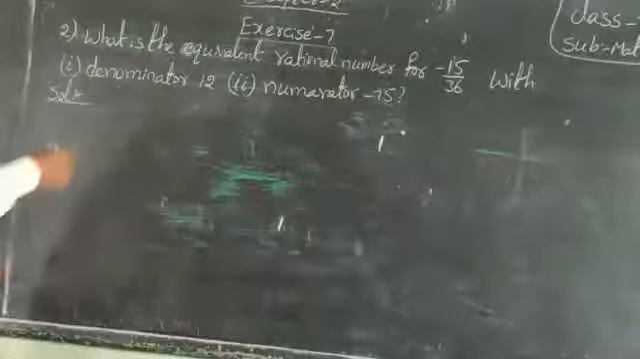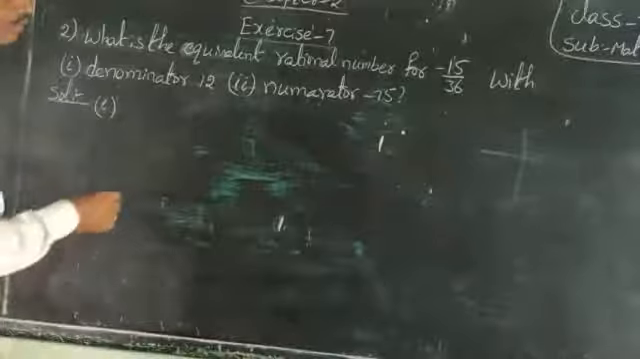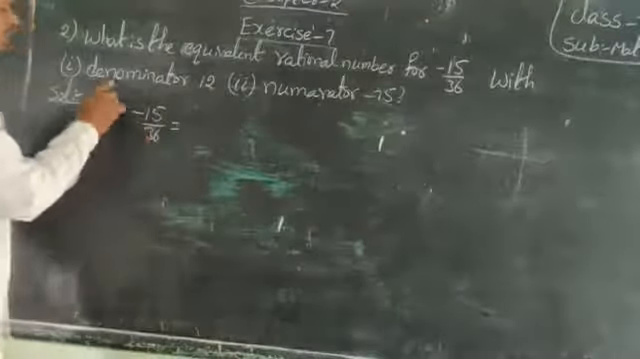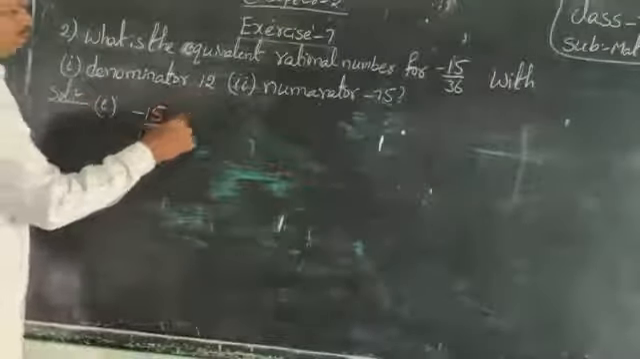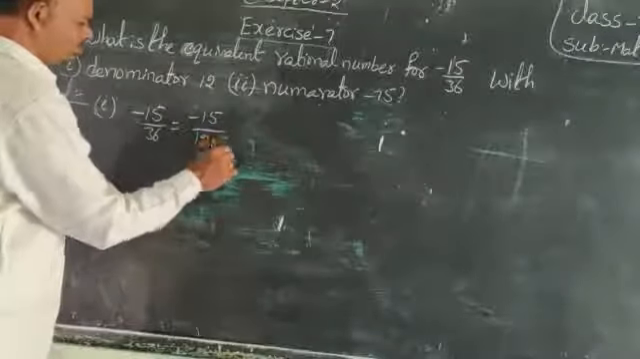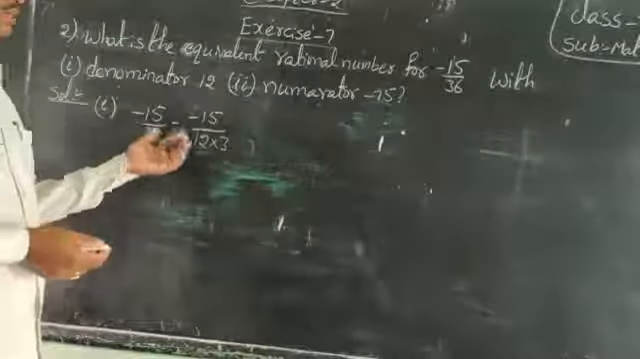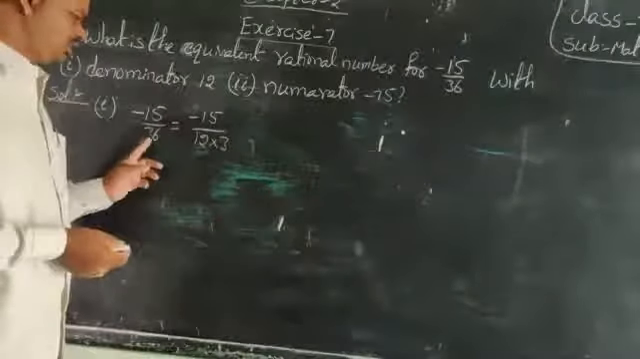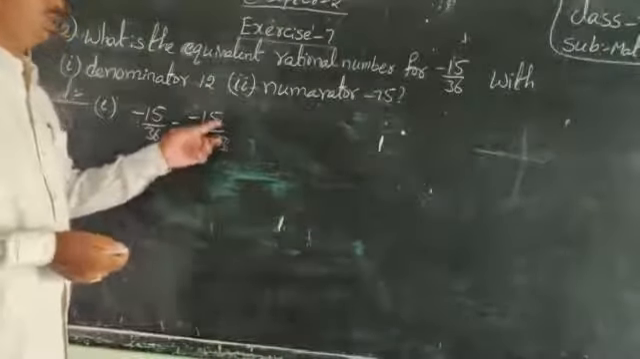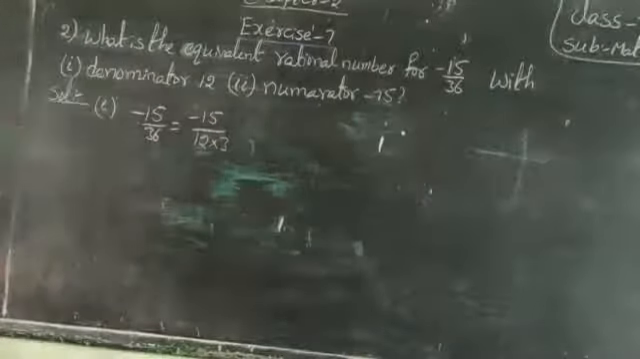Minus 15 by 36. First one: minus 15 by 36 is equal to something by 12, since here the denominator is 12. First of all, we write the denominator as 12 into something. 12 times 3 is 36, so we can write it with the same value. That means 3 in the numerator, and here the numerator value is 15. 5 times 3 is 15.